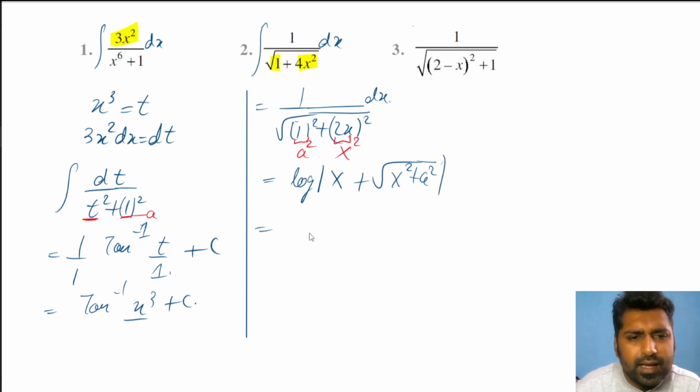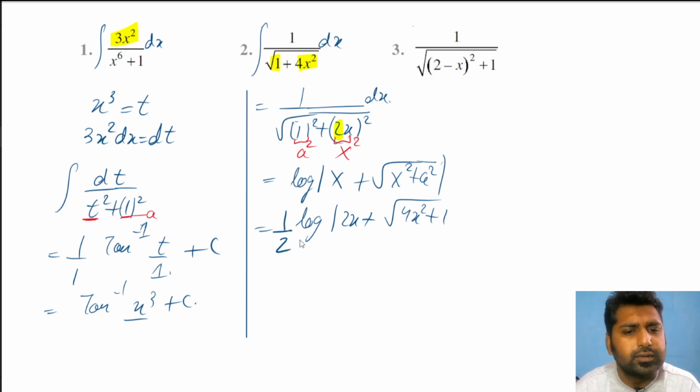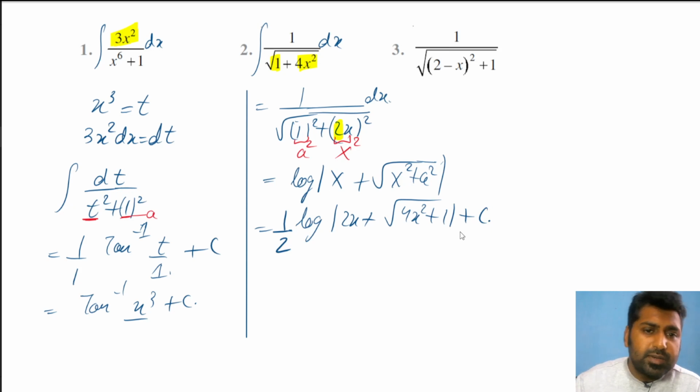What is our capital X as such? Capital X is 2x plus square root of 2x whole square, which is again the same as 4x square plus 1. But remember there is a coefficient of x present, so we still have to use the format of ax plus b. That means there will be a coefficient of 2 in the denominator, 1 by 2 plus c. So remember, the ax plus b format is still applicable.